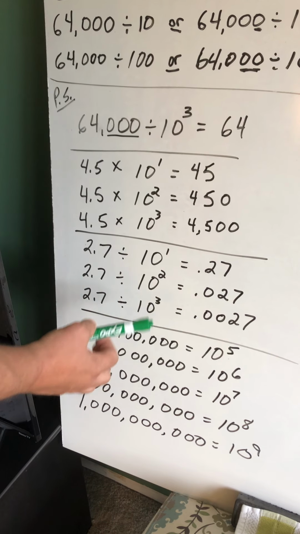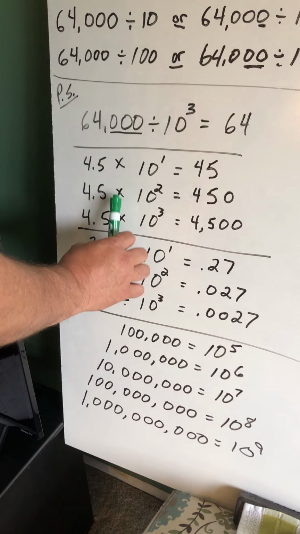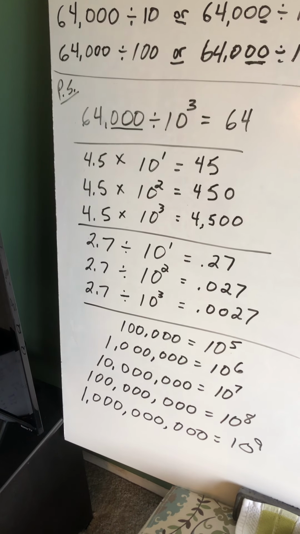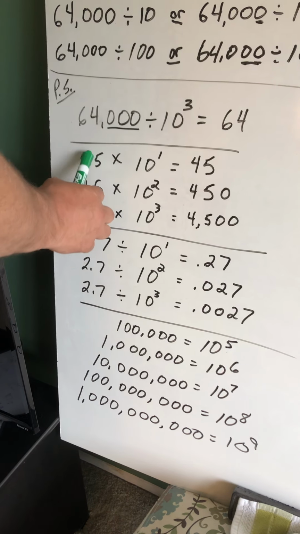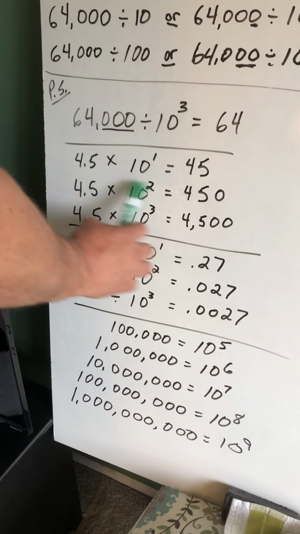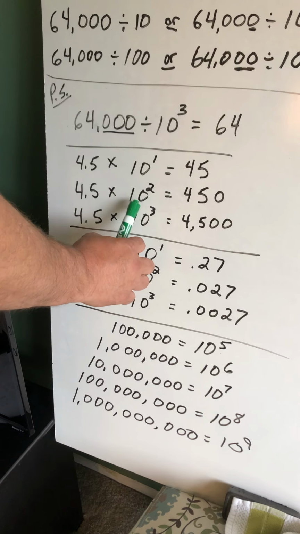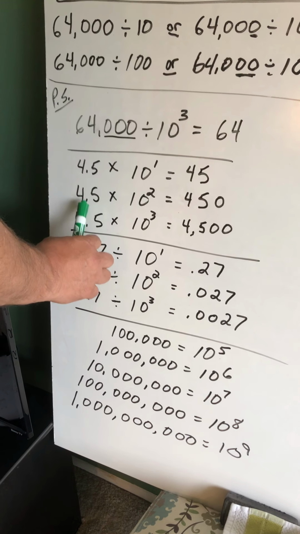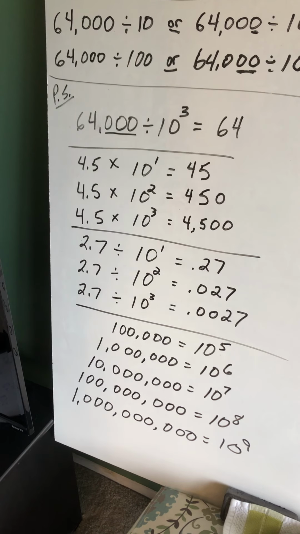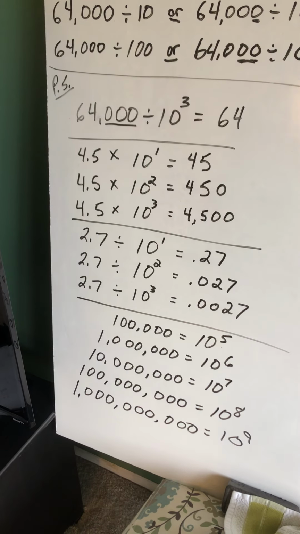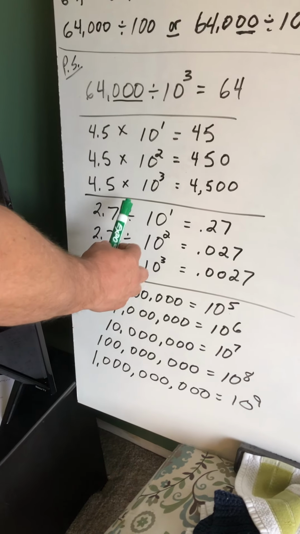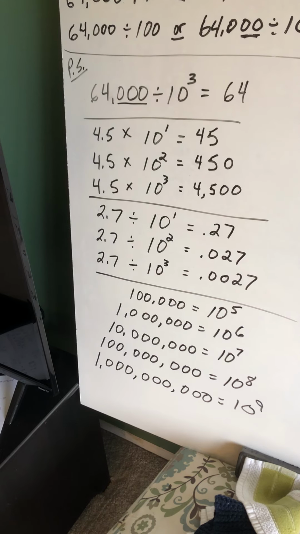Now as we go down, remember, this is all 4.5, 4.5, 4.5, but then we've got 10 to the 1, which is 10, times 10 to the 1, times 10 to the 2, which is 100, times 10 to the 3, which is times 1,000. And you guys know for just 10, you move the decimal once, so it goes from 4.5 to 45. For 100, or 10 to the 2, twice, which is 450. 10 to the 3, it turns into 4,500. Okay?